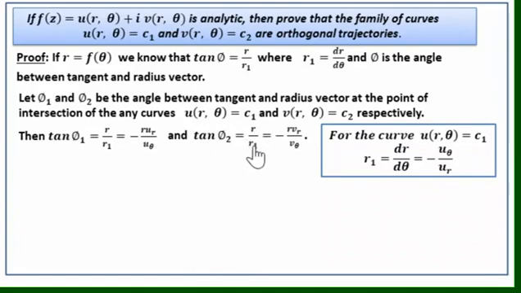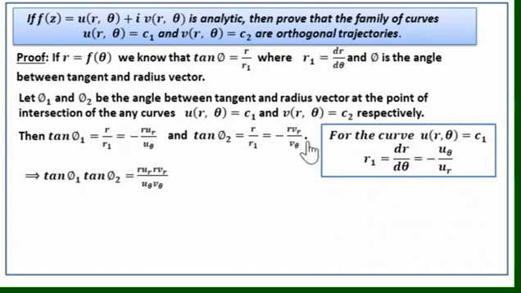But what is r1? For the second curve v of r,θ equal to c2, r1 is dr by dθ equals minus ∂v/∂θ by ∂v/∂r, that is minus v_θ by v_r. Substituting in place of r1, tan φ2 is r by minus v_θ by v_r, or minus r v_r by v_θ. Then find the product tan φ1 into tan φ2. So what is tan φ1 into tan φ2?